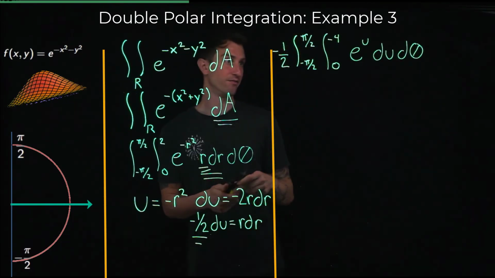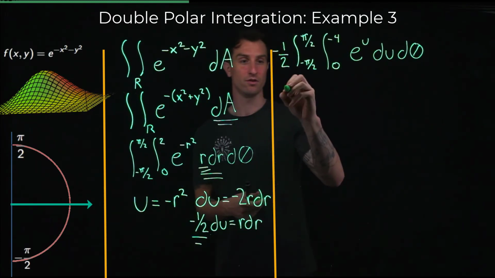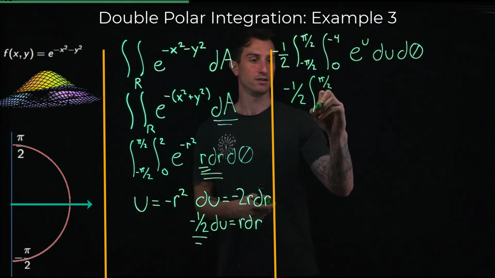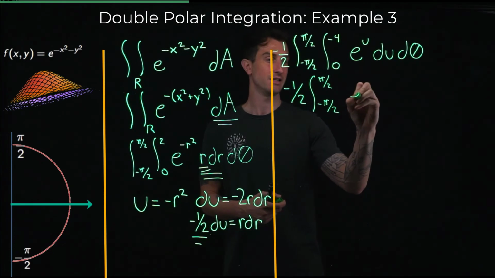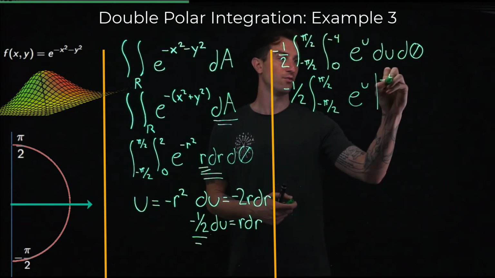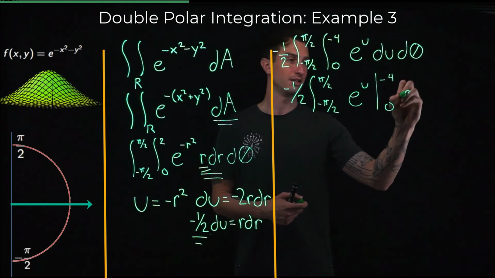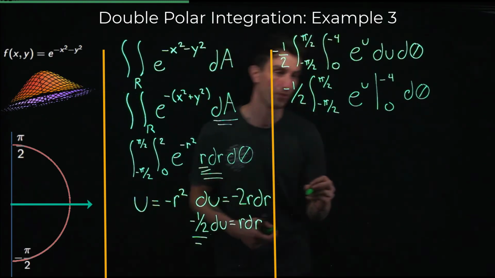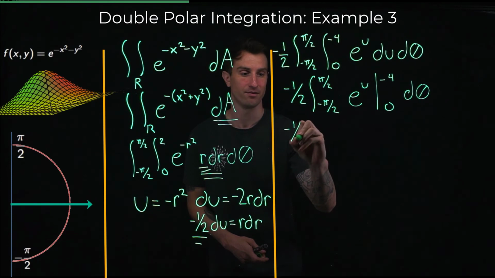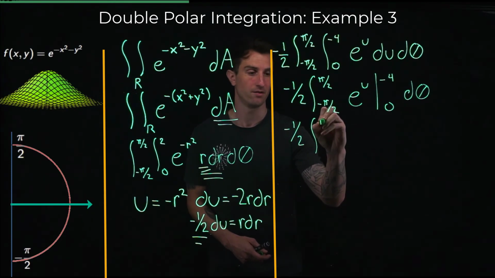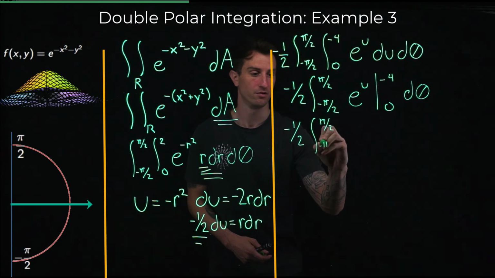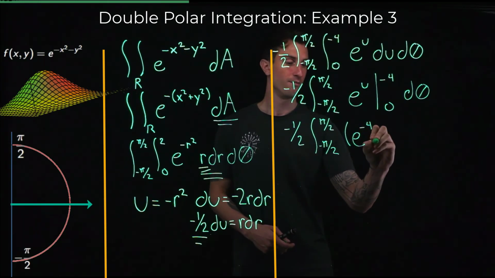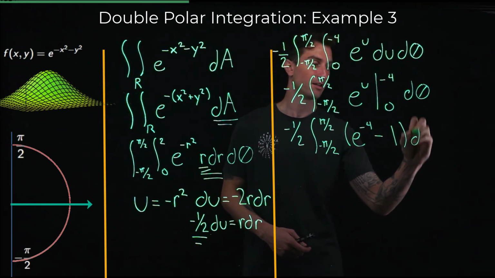All right, now this looks fairly straightforward, right? Integral of e to the u. Correct, e to the u. This is still pi over 2 to negative pi over 2. And this is e to the u between negative 4 and 0, d theta. Awesome. If we plug in our 0 and our negative 4, let's see what we get. We have negative 1/2, still pi over 2 to negative pi over 2. If I plug in negative 4, e to the negative 4 minus e to the 0, which is 1, d theta.